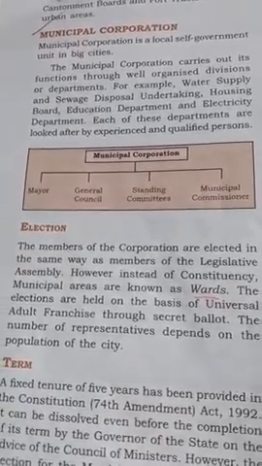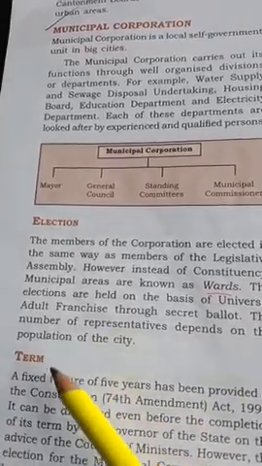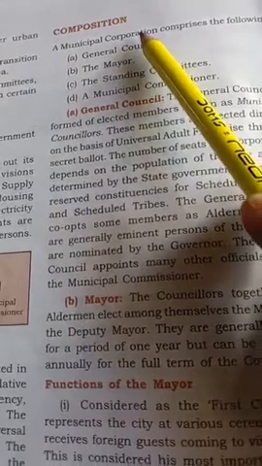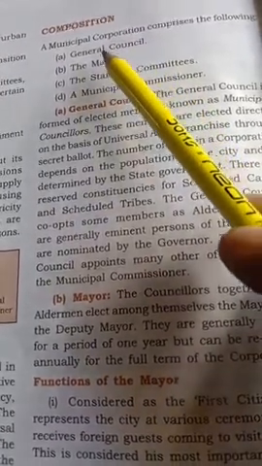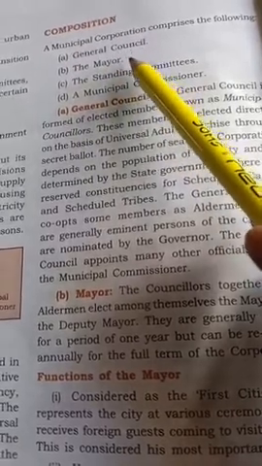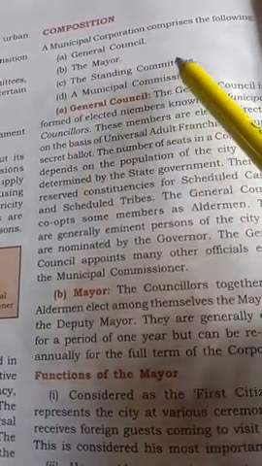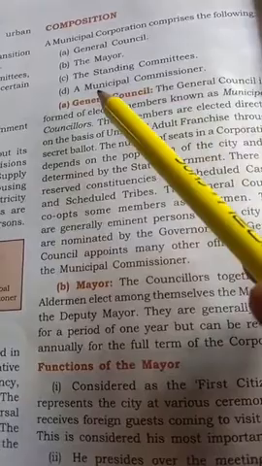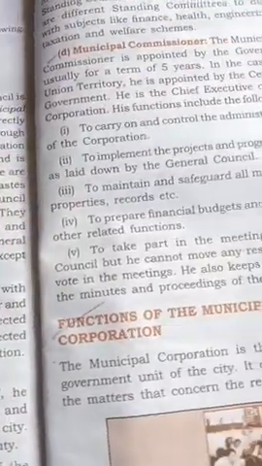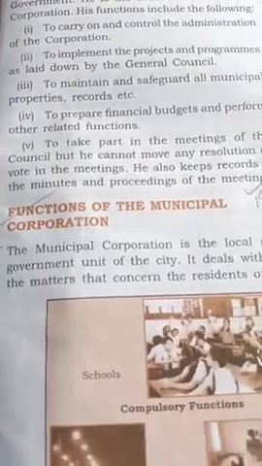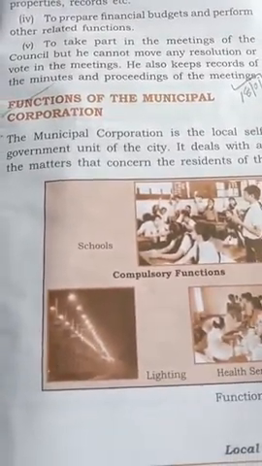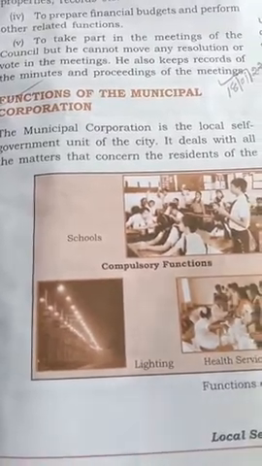In that, the points were election, term, and composition of the municipal corporation: the general council, the mayor and its functions, the standing committees, and the municipal commissioner and its functions. Today, I will highlight the points on the functions of the municipal corporation.